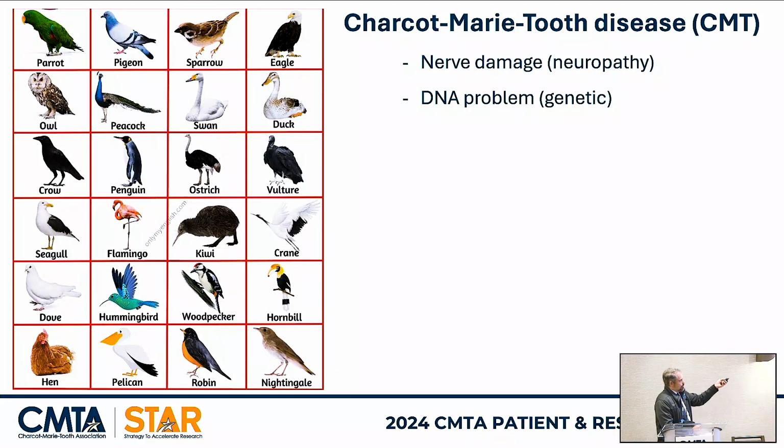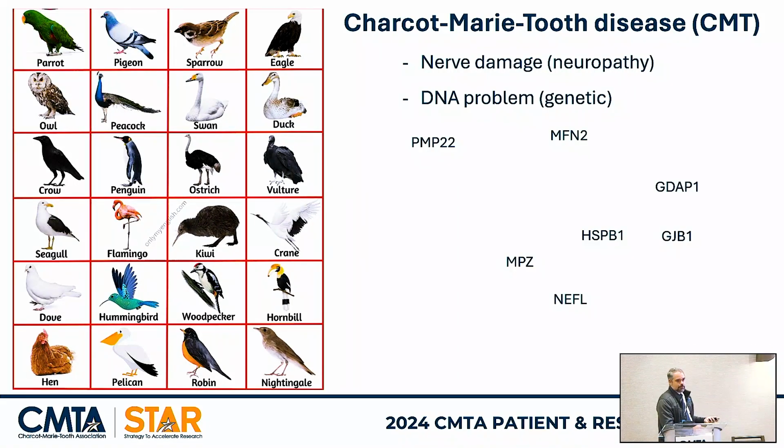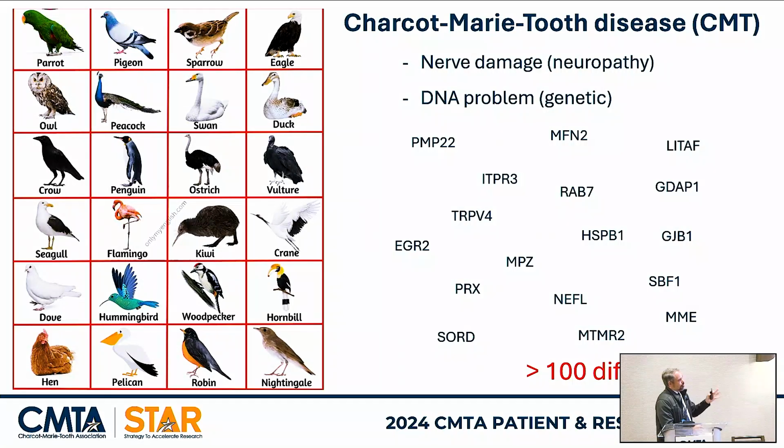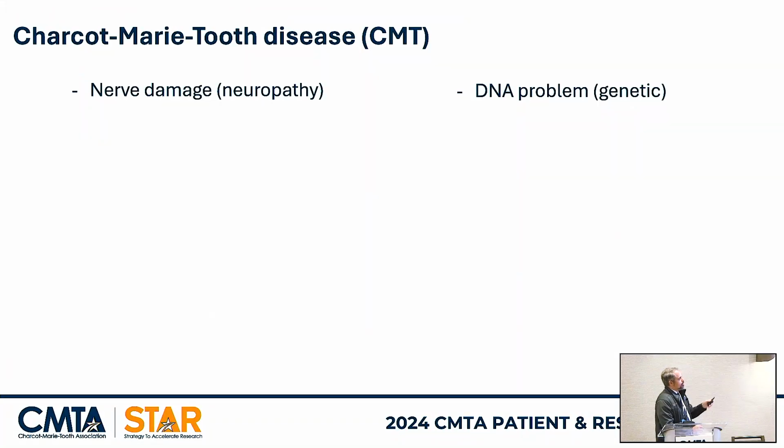But just like here we are seeing at least 20 different birds, we now have over 100 different types of CMT based on where the genetic problem is, right? So there are two ways to classify CMT. One is based on what pattern of nerve damage we find in the patient, and then if we are able to determine where the genetic problem is, okay?